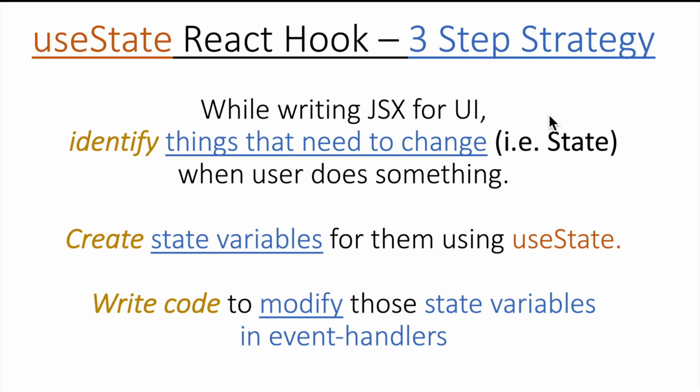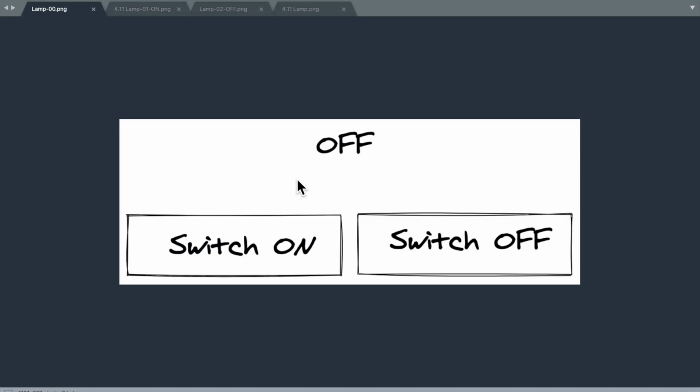Just like we did for the first example, to write state related code, let's use the three-step strategy. And the first step is, while writing JSX for UI, identify things that need to change. And if we look at the wireframes, we can see that this text is changing. Initially it is off. When we click on the switch on button, it should change to on. And when we click on the switch off button, it should change to off. So this is something that is changing. So we'll have to put that in a variable, and more specifically, we'll have to create a state variable for this. So let's do that.